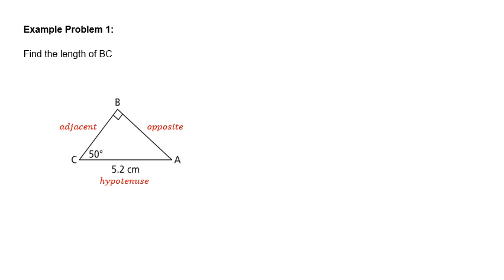Our second step is to determine which side we were given. We were given the hypotenuse, which is 5.2 centimeters. And then we have to determine which side we're looking for. In this case, we're asked to find side BC, so we're looking for the adjacent. So the sides we're dealing with in this problem are the adjacent and the hypotenuse. We're not dealing with the opposite side at all. So which ratio has adjacent and hypotenuse in it? Cosine does. So we're going to use cosine equals adjacent over hypotenuse.